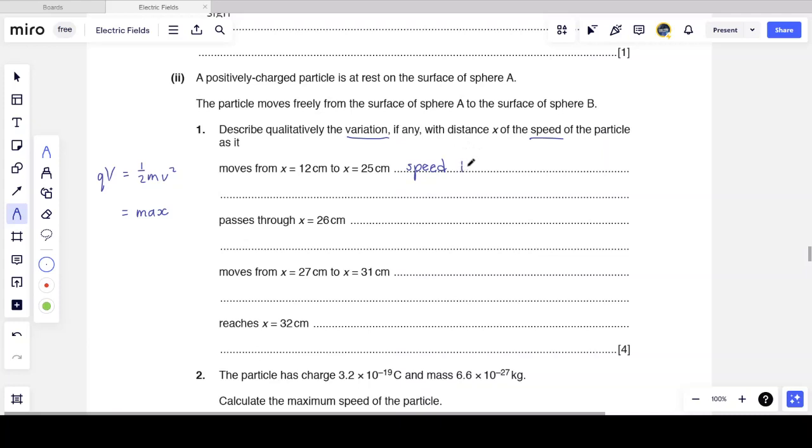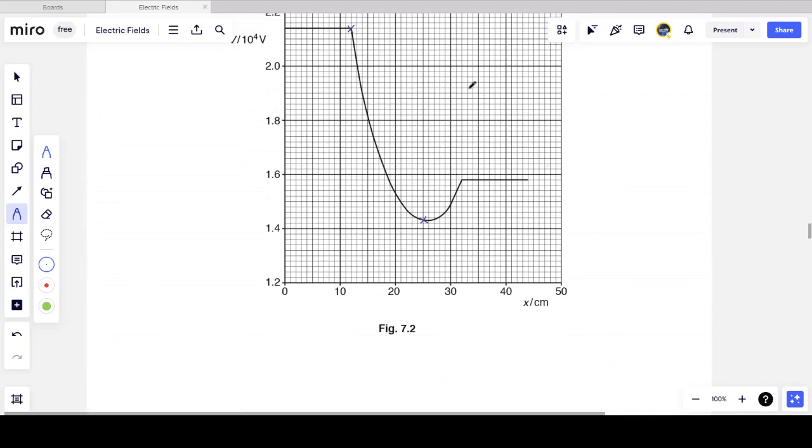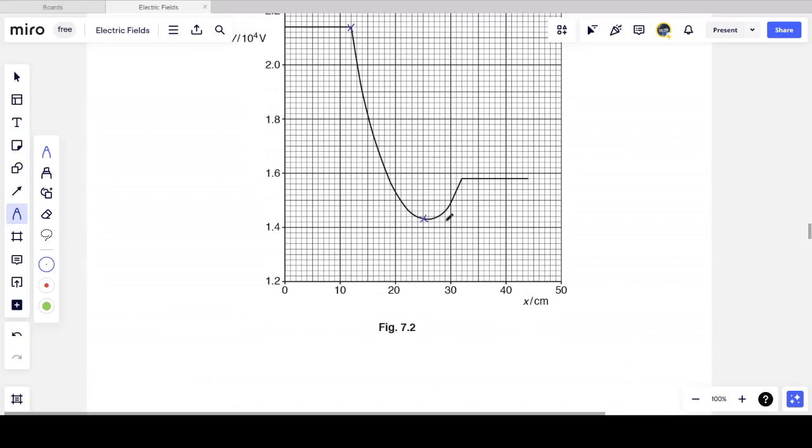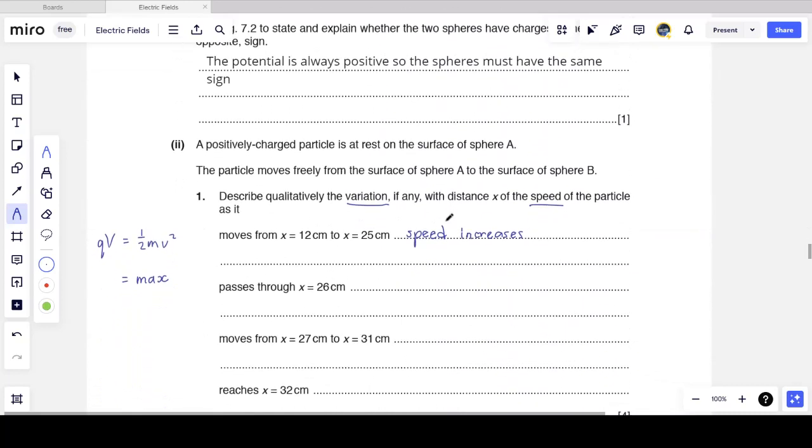So what this means is that because the potential is positive, the particle is accelerating. Acceleration means its speed is increasing. But it's becoming less and less steep, which means the acceleration is being less and less steep. And what does that mean? The acceleration is decreasing. So the speed increases, but at a decreasing rate. So be very careful. The rate at which the speed is increasing is decreasing.